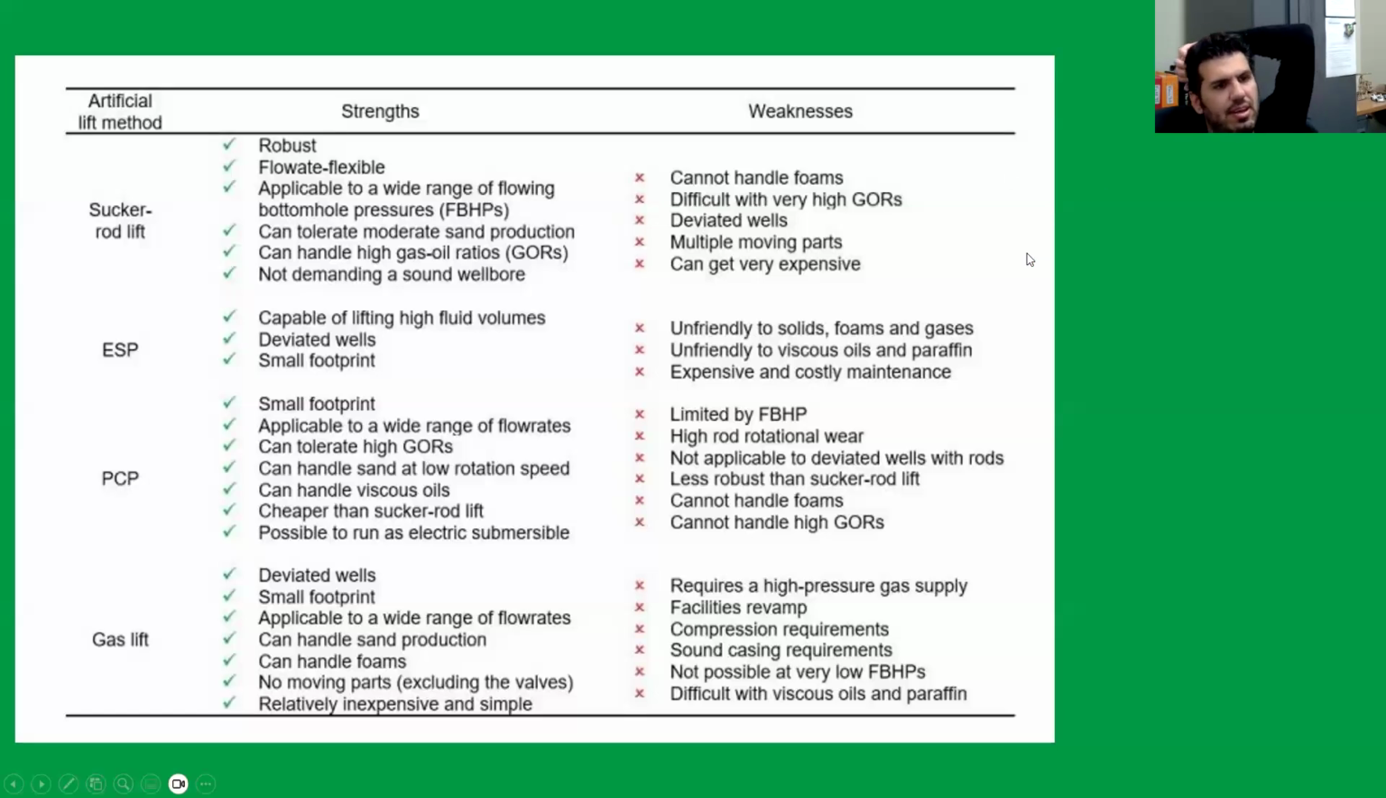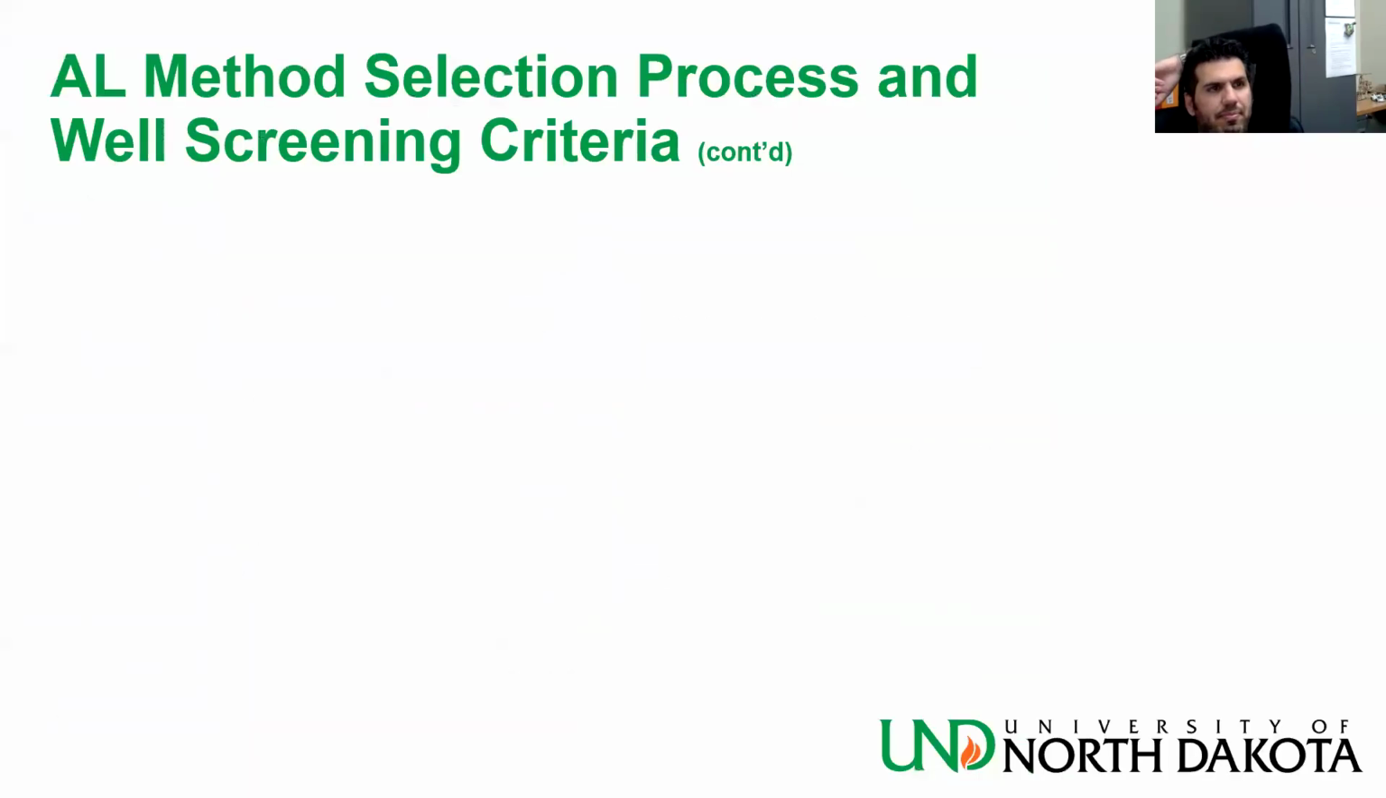Now, gas lift is good for deviated wells, small footprint, applicable to a wide range of flow rates, can handle some sand production, which is unique, can handle foams, no moving parts, and relatively inexpensive and simple. And then the drawbacks are that it requires high pressure gas supply, facilities revamp, compression requirements, sound casing requirements, not possible at very low FBHPs, and difficult with viscous oils and paraffins.